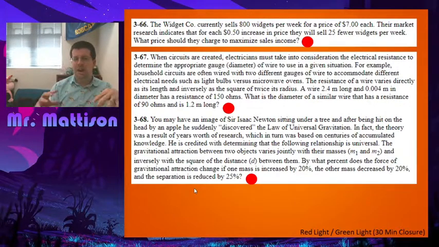So they're purposefully not giving us numbers of these things, right? If you wanted to, you could plug in some fictitious numbers for M1, M2, and D, and you would be able to get that percentage there. But we're going to do it without even doing that. So let's take a look at what we got.